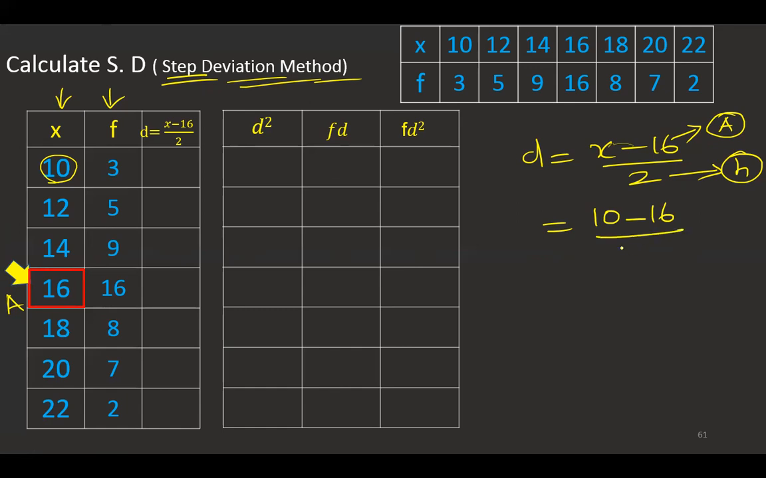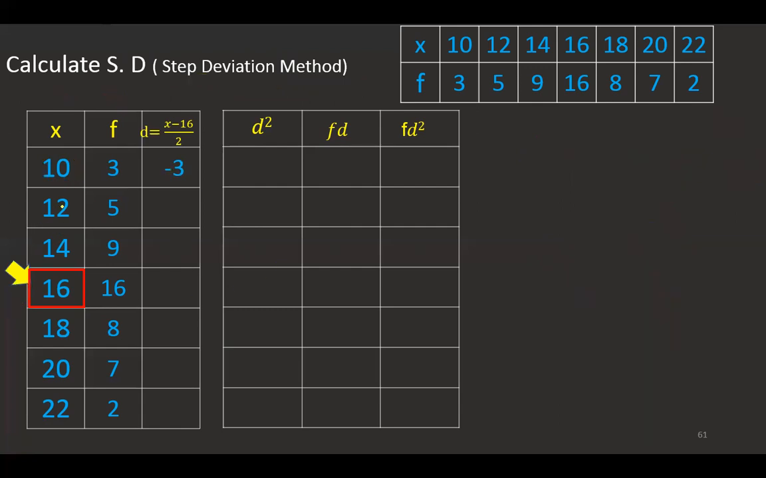Now divided by 2, what I'm going to get is minus 6 by 2, I'm going to take it as minus 3. So that is what I'm going to write here, minus 3. I got it. So I'm going to do it for the 12 now. It is 12 minus 16 divided by 2, which gives you minus 4 by 2, which is minus 2. That is what I'm going to write here.